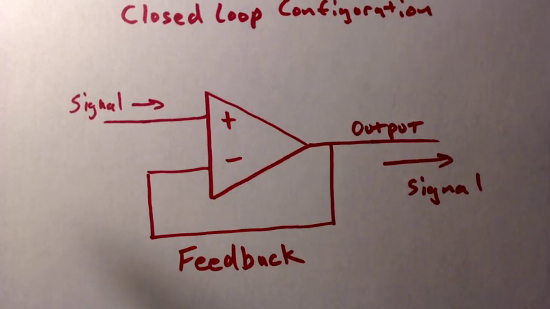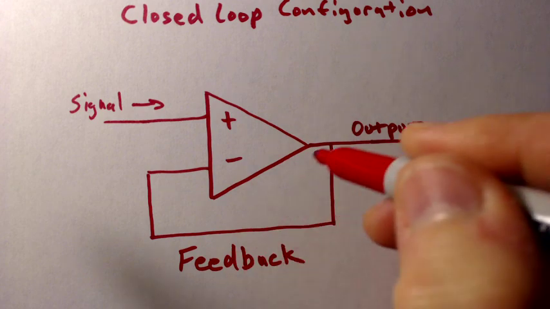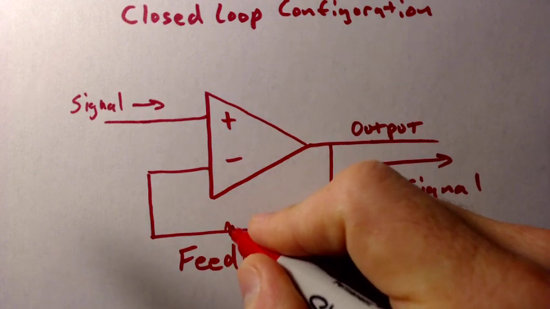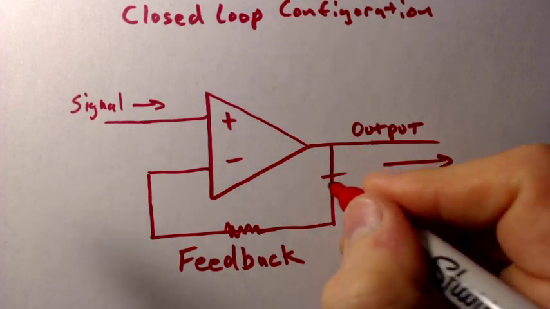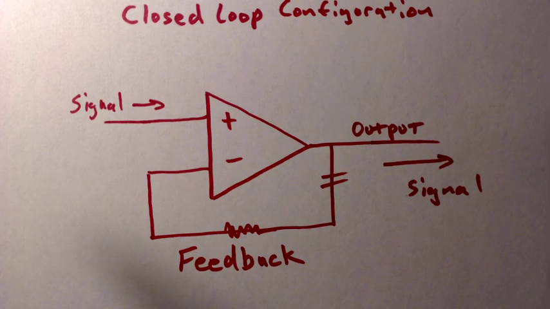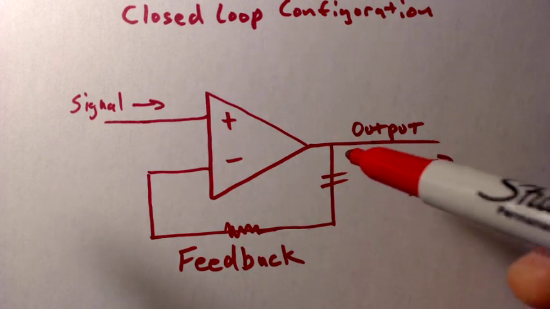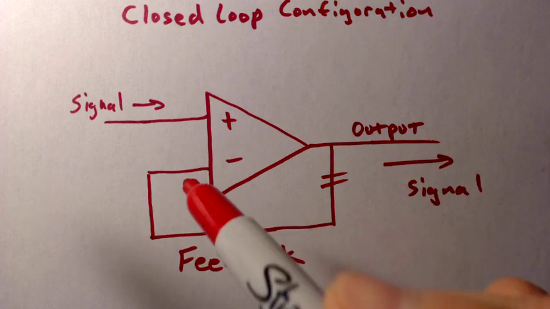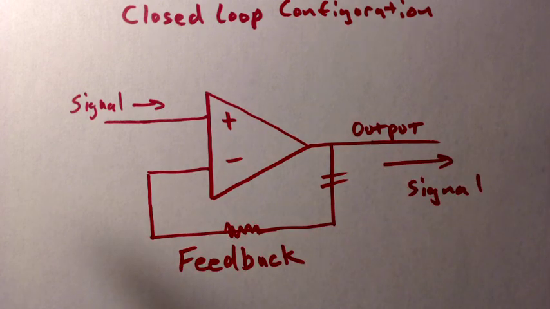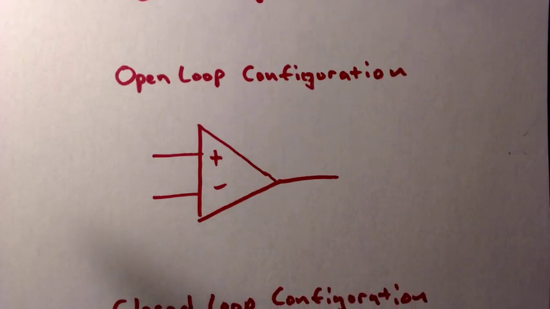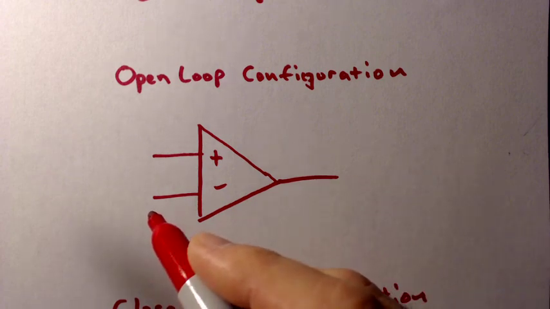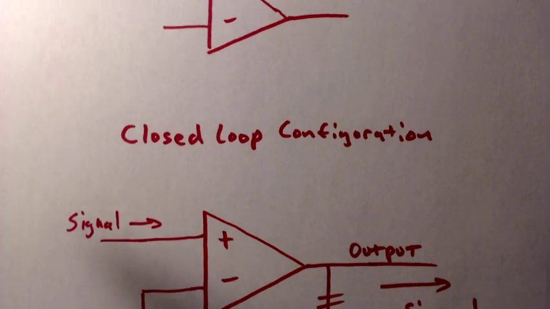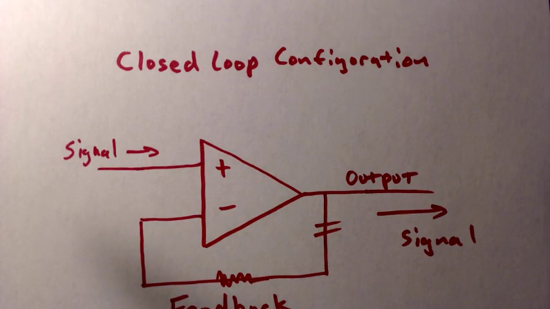Now, I should also say it doesn't matter what's in this pathway. I could have a resistor in here, I could have a transistor, I could have a cap, I could have anything in there. As long as there is some mechanism that allows the output to affect the input, we have a closed loop, as opposed to our open loop. In this case, we have no pathway coming from the output back into the input. Okay, so these are our two fundamental setups that we could have for any op-amp circuit.